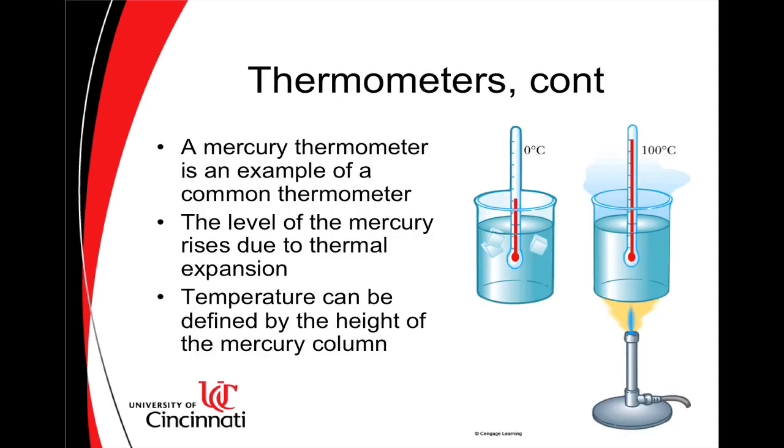But the idea about a thermometer, which we use all the time, is that we use some property of some material in order to measure the temperature. For example, a mercury thermometer looks at the thermal expansion of the mercury as it gets warmer. It takes up more volume, and so it goes up a capillary tube. So you can tell what the temperature is by how much the mercury has expanded.